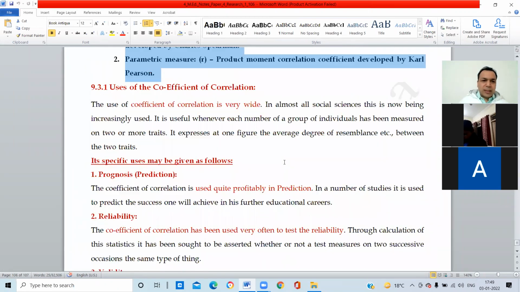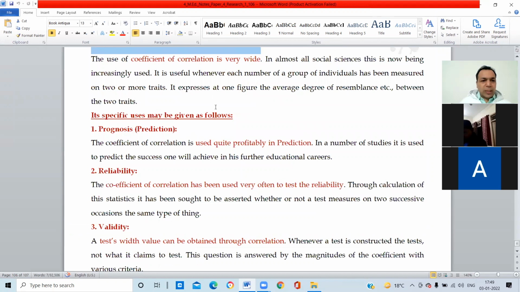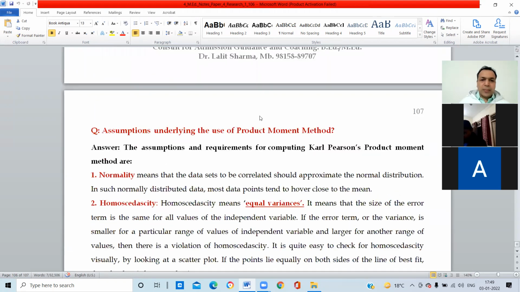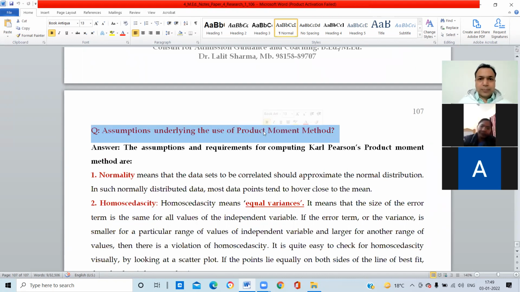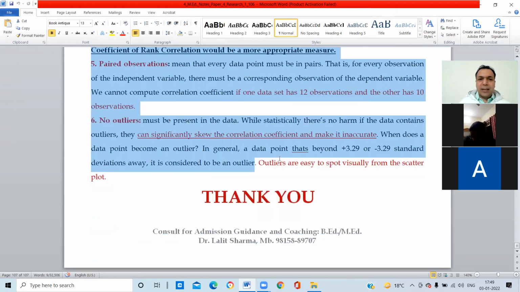And sometimes such questions come: what are the uses and merits of the coefficient of correlation? Then you have to write all these 4 or 5 things. And this question almost always comes: what are the assumptions? This is the most important. Assumptions underlying the use of the product moment method. So these are the assumptions you have to keep in mind when you are applying the product moment method. Right, guys? Thank you so much.